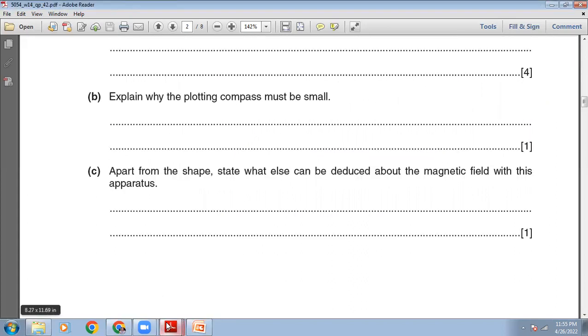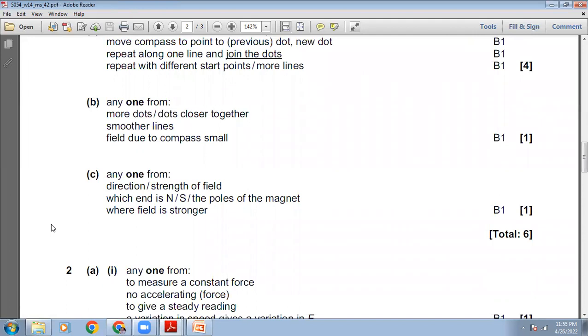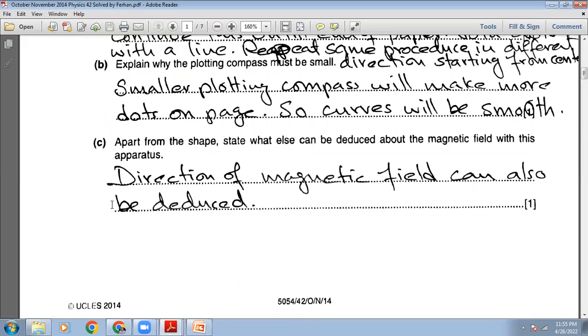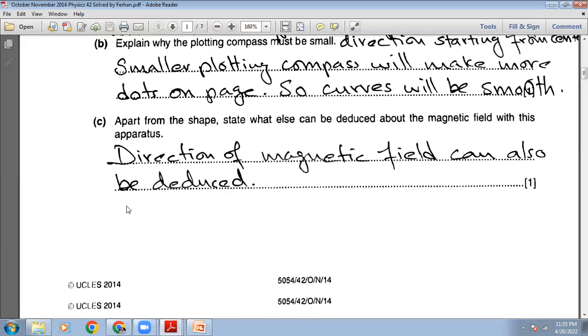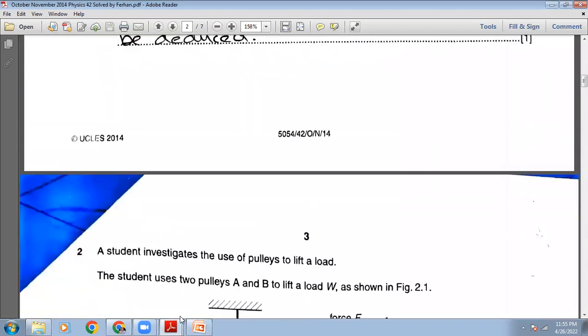So have a look at what the marking scheme has to say. Any one from: direction, strength of the field, which end is north or south, the poles of the magnet, where the field is stronger. Relatively, you can tell. Where the magnetic lines are close, there the magnetic field will be stronger. Okay, so we are done with question number 1.